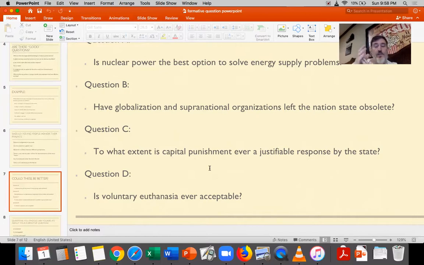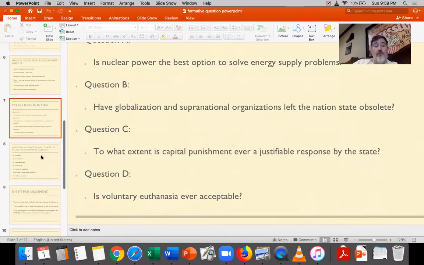Is voluntary euthanasia ever acceptable? One of the same problems with the earlier question there, ever acceptable. Now, if you just took that one ever out, would that be an appropriate question? Is voluntary euthanasia acceptable? It's a better question, definitely a better question, and would be geared towards higher marks.